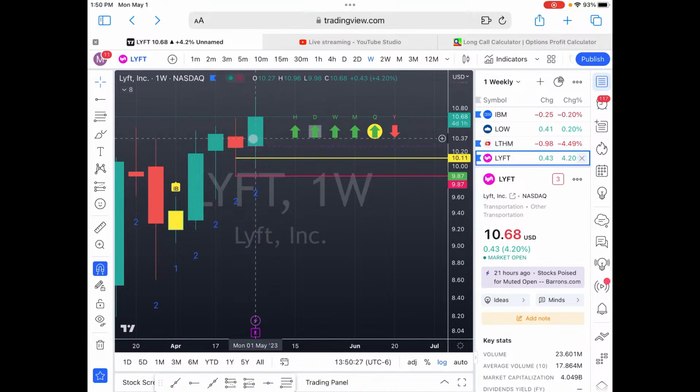What our next trigger would be, if you wanted to stay on Lyft and you wanted to trade, you would look for this to come back down, and there's our 50% marker, that purple line. We would look if we broke back down below that 50% mark by midweek, Wednesday, Thursday, then you could look at an outside bar possibly on Lyft.